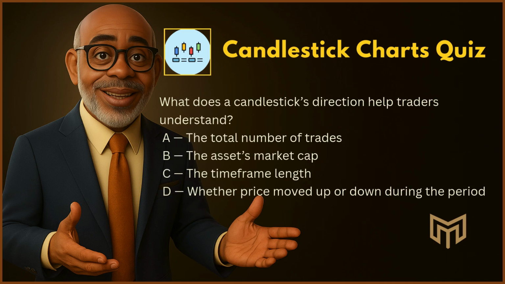Question 10, your last test question. What does a candlestick's direction help traders understand? Is it A, the total number of trades? B, the asset's market cap? C, the time frame length? Or D, whether price moved up or down during the period? Use the next 10 seconds to lock in your answer.